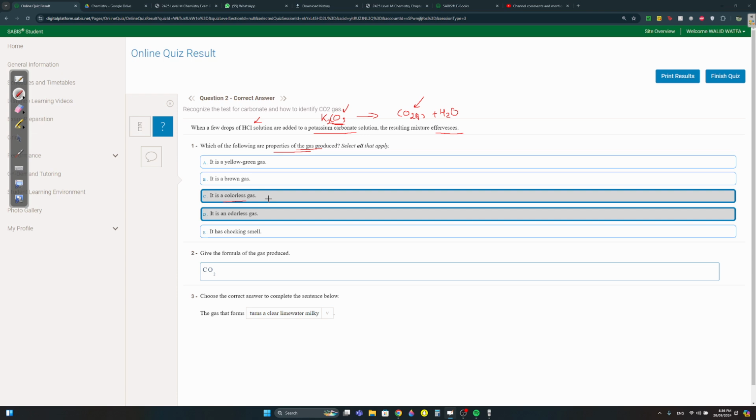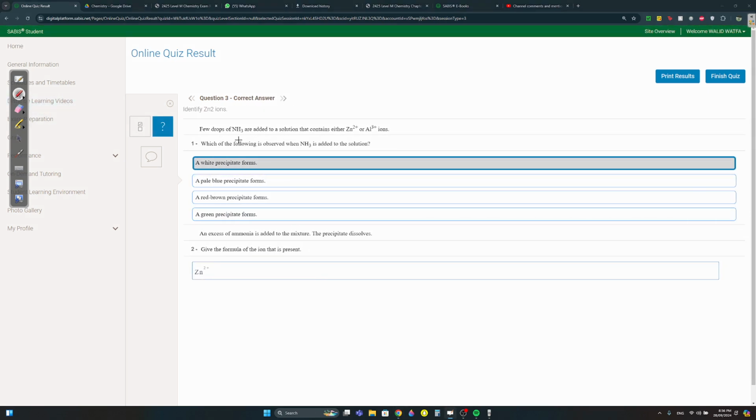The gas is colorless because it's carbon dioxide, and it's odorless because carbon dioxide does not have any odor. Is it yellow-green? No. If they put that it turns lime water milky white or cloudy white, that would be correct as well. What's the formula? CO2. The gas, they said it here, turns clear lime water milky.